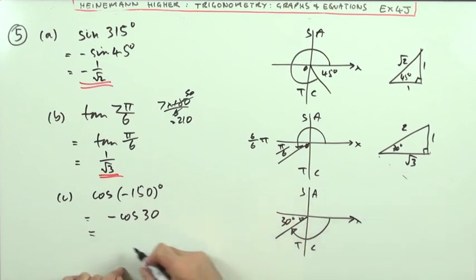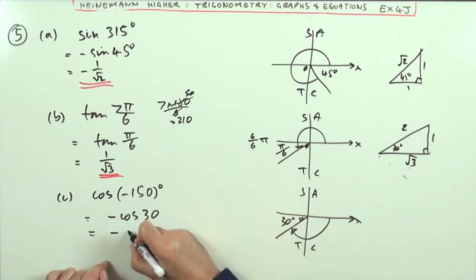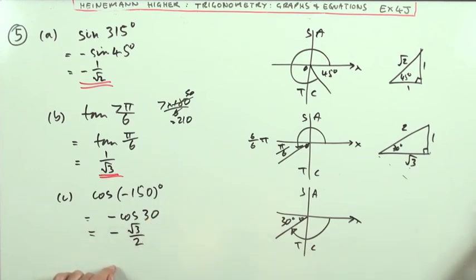And I've already got my 30 triangle there. The cosine of 30, that's the adjacent one, is root 3 upon 2. So I've got negative root 3 upon 2. There's the values.